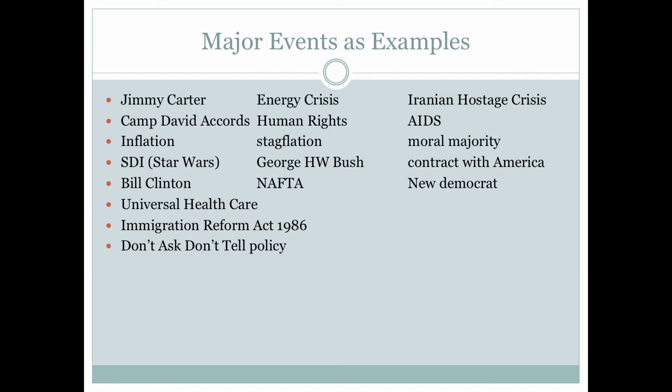All right, and here are just some of your examples you can use for period 9. Bill Clinton universal health care, which did not pass, but of course today we have what is often known as Obamacare, right? The New Democrats, Don't Ask, Don't Tell, Immigration Reform Act of 1986. These are all things, there's of course the 70s, there's Jimmy Carter there, and human rights.